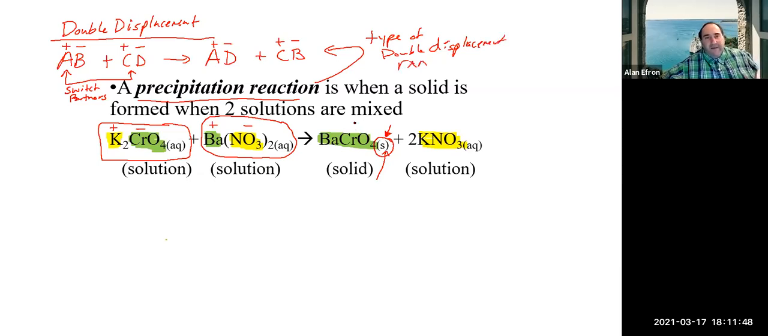So under the big umbrella of a certain type of reactions is double displacement. And one type of double displacement reaction is referred to as a precipitation reaction because it actually makes a precipitate. Any questions on that?